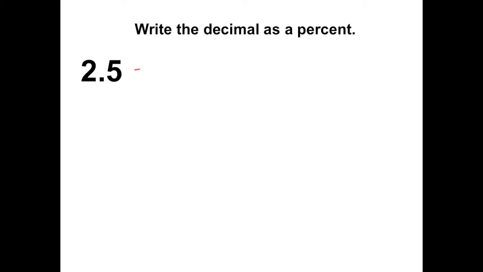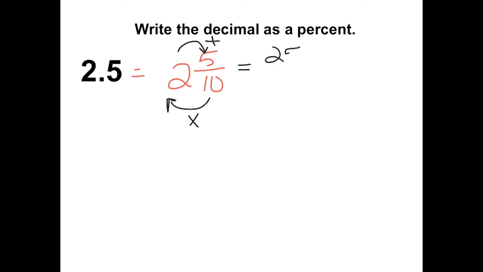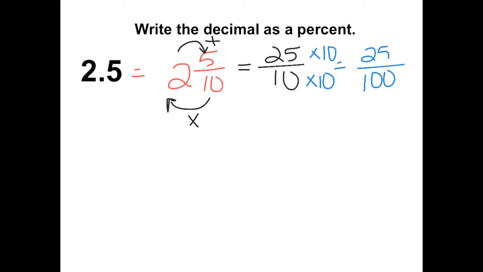2 5/10 can be written as 2 5/10. If we convert this to an improper fraction, we get 10 times 2 is 20, plus 5, which is 25/10. To make this a percent, we want a denominator of 100. So we can multiply the numerator and denominator by 10 to get a denominator of 100. On the numerator, we get 250.